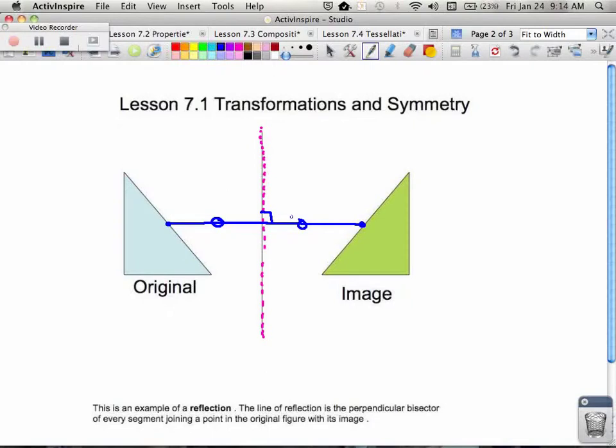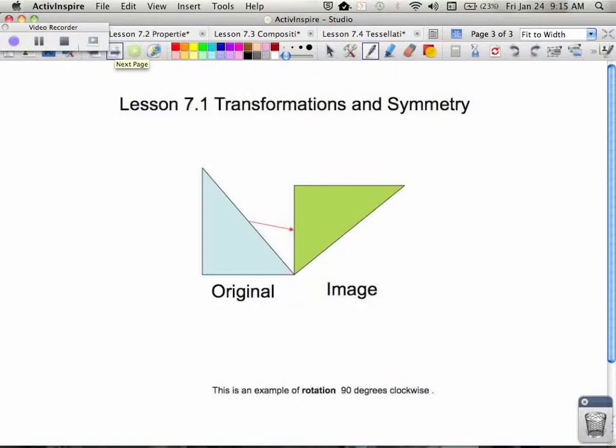So this is an example of reflection, and that line of reflection, the pink dashed one right now, is the perpendicular bisector of every segment joining a point in the original figure and its image. If I were to draw another one as an example, I could draw the one from the top of the triangle to the top of the triangle of the image, and again I would see that the pink line is perpendicular to it, and that the two pieces that were created on either side were the same size. That's what that's saying.